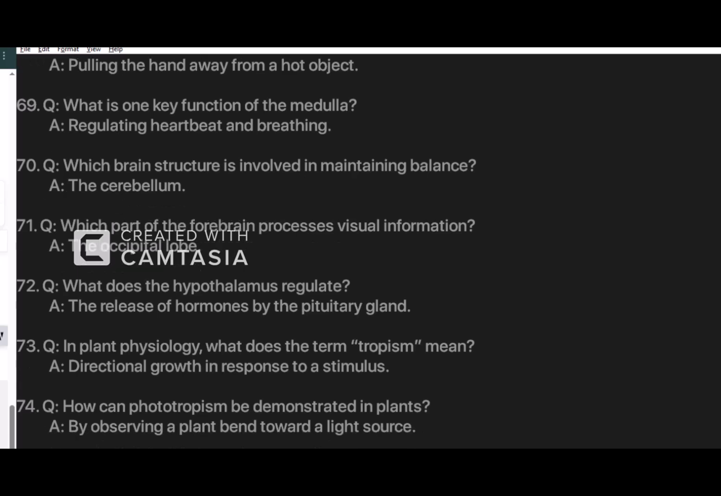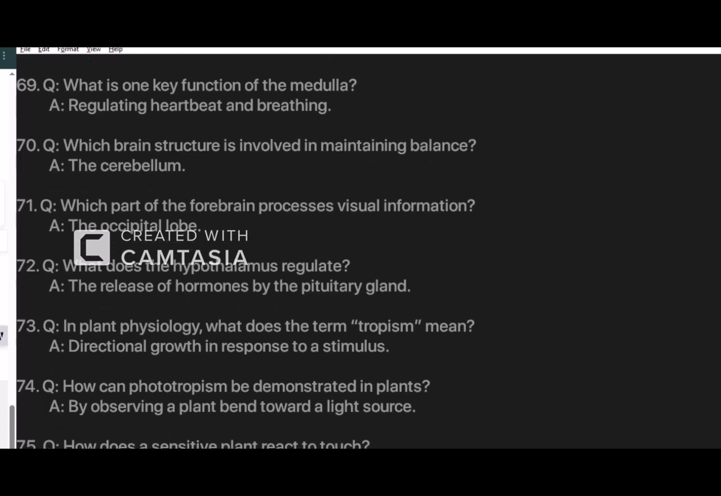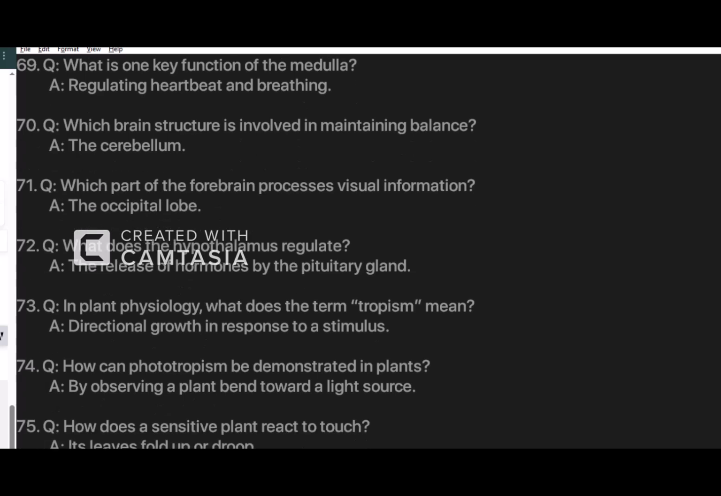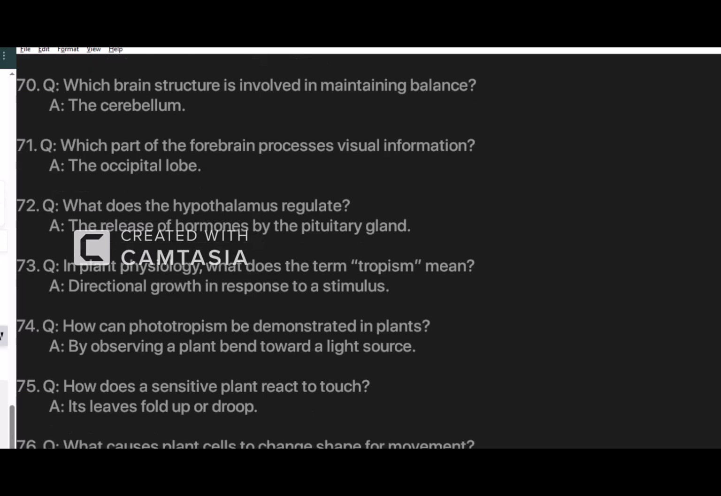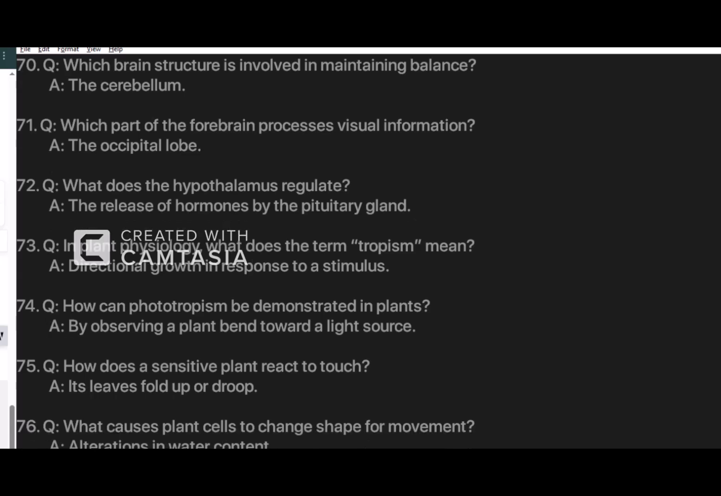74. Q. How can phototropism be demonstrated in plants? A. By observing a plant bend toward a light source. 75th. Q. How does a sensitive plant react to touch? A. Its leaves fold up or droop.